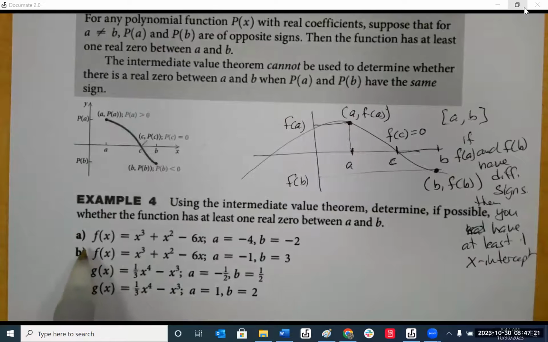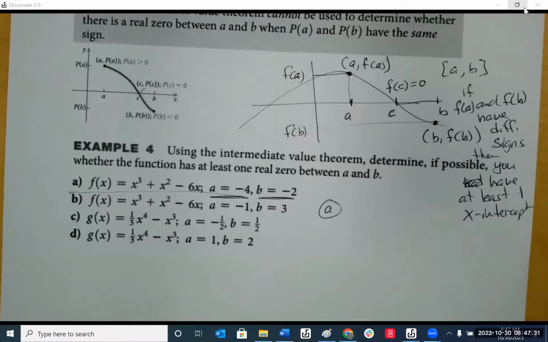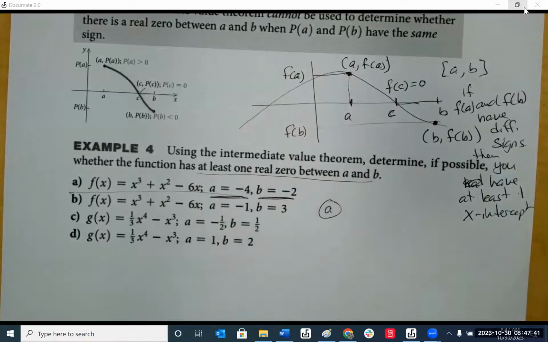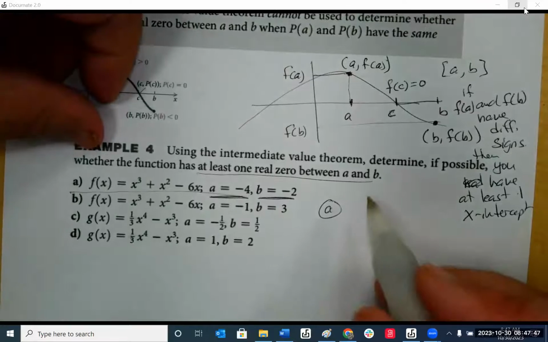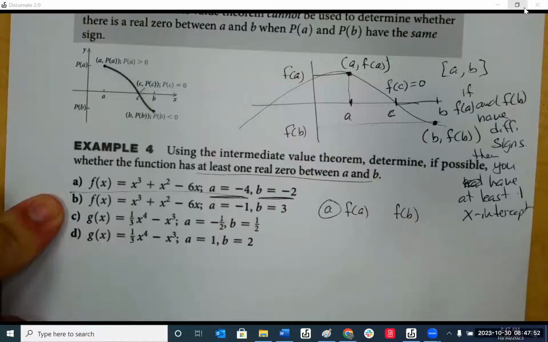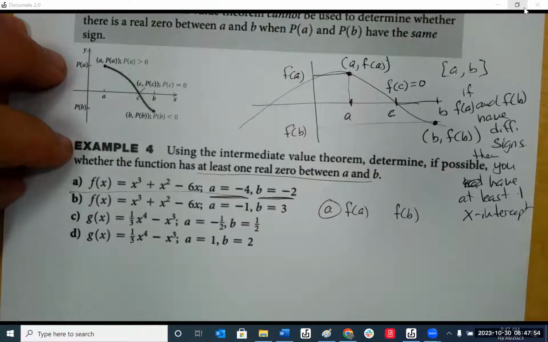Let's look at an example. Here's our first one. A is -4, B is -2. What this is asking you is to use the intermediate value theorem to determine if there's at least one real zero between A and B. So the intermediate value theorem says we have to find f of A and f of B.